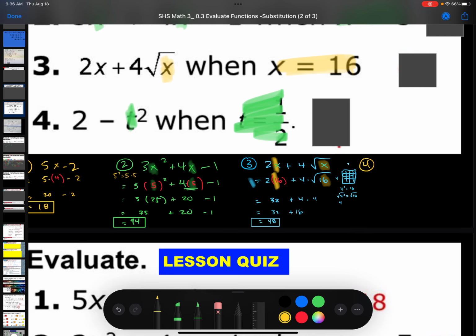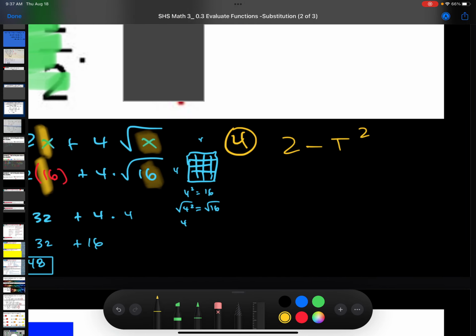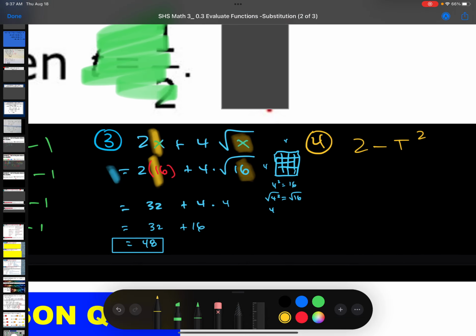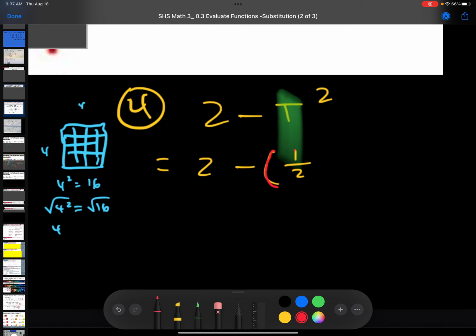Okay, so 2 minus t squared. I wrote my t capital so you don't get confused with a plus sign. And every t value we're gonna write, what are we writing? 1/2. So 2 minus 1/2 in parentheses, just did that in red. Squared.